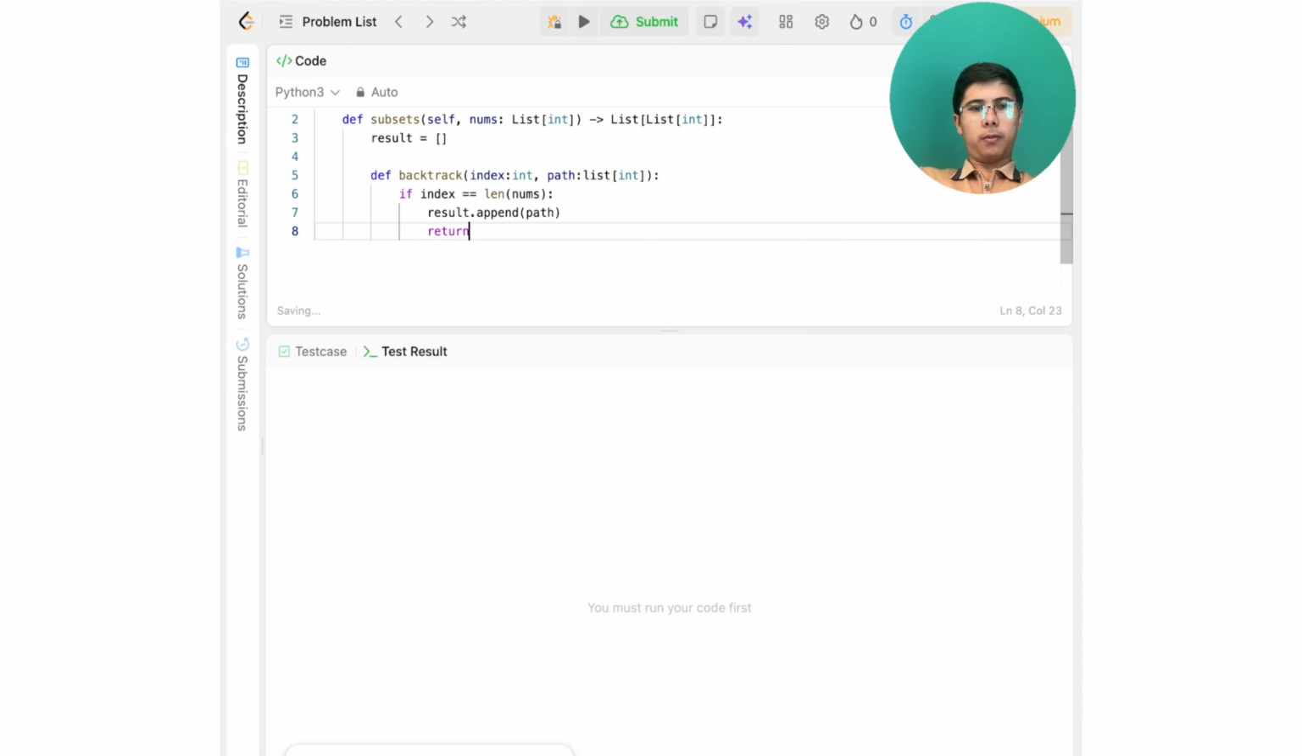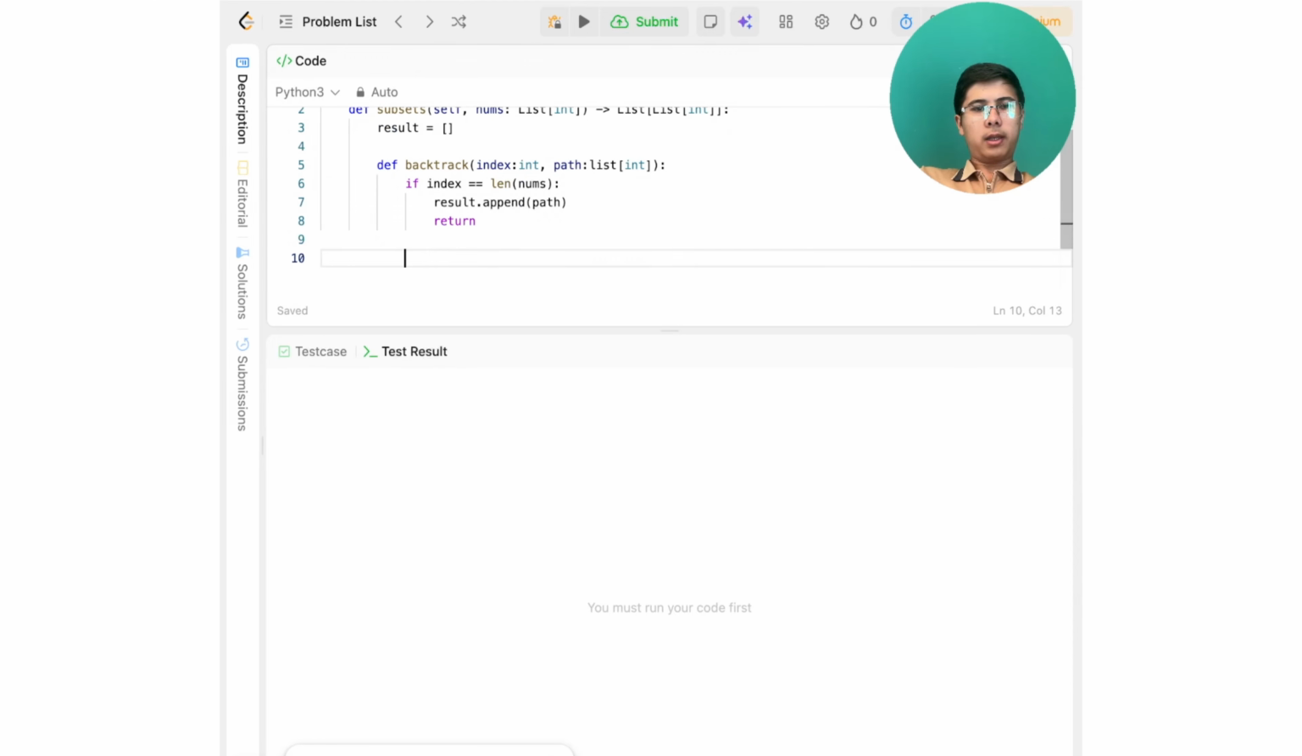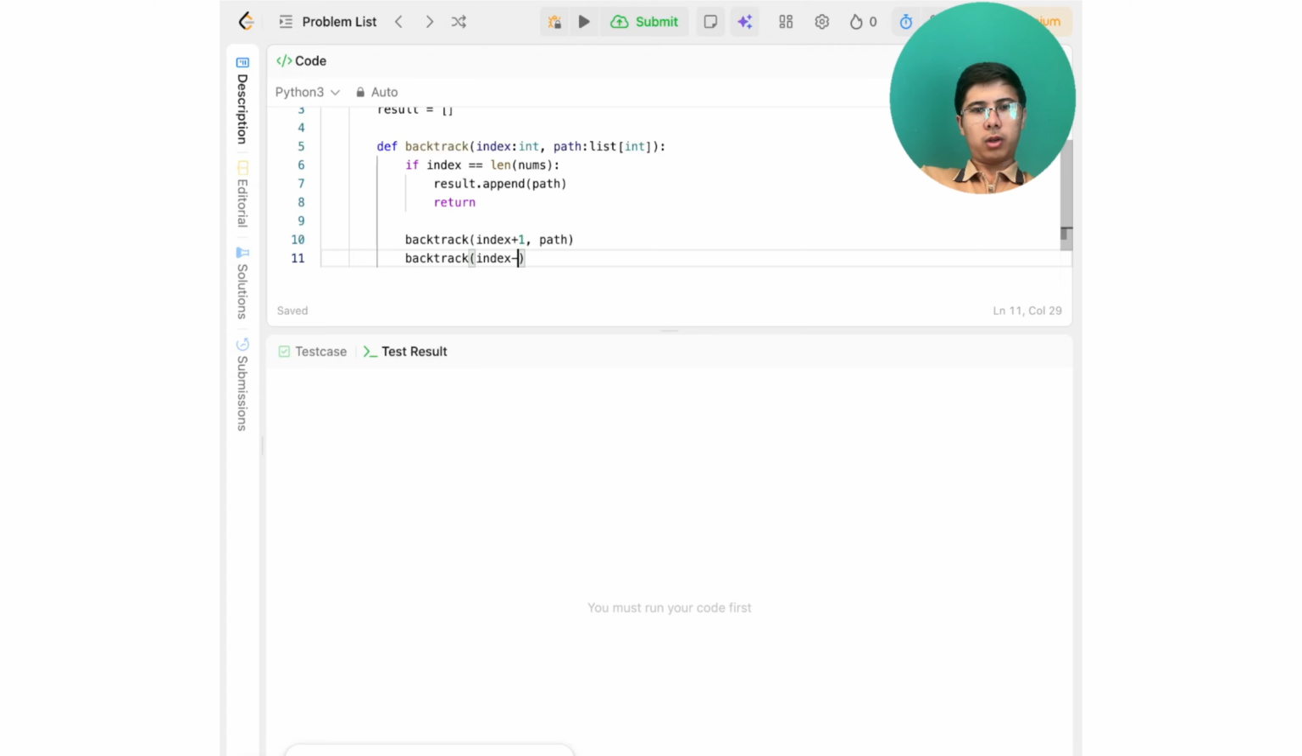That's it. So this is the base case, and now we write decision one: we call our backtrack function with index plus 1. Why? Because we exclude the current element, and we carry the path as it is. And decision two, the include decision: we write the backtrack function again with index plus 1 and path plus nums at index as well.